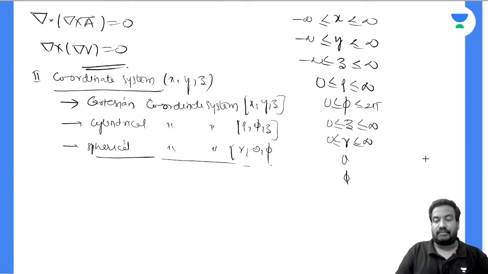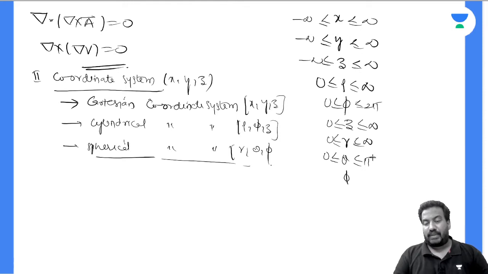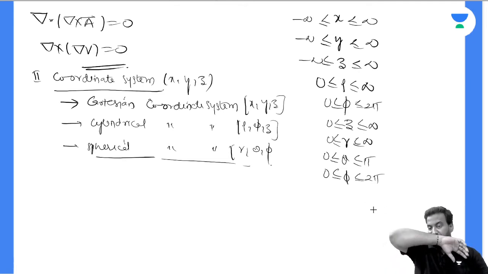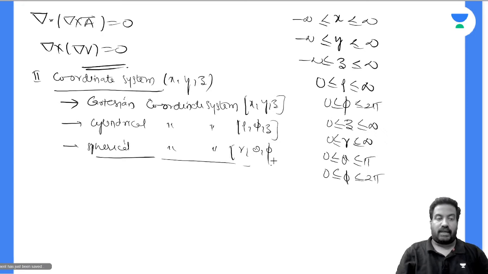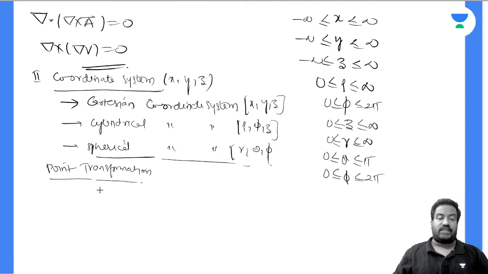R is the radius given by 0 to infinity. Theta is the quadrant angle given by 0 to pi. Phi is the azimuthal angle given by 0 to 2 pi. And also we have seen point transformation, how to convert a point from one coordinate system to another coordinate system. That is point transformation.